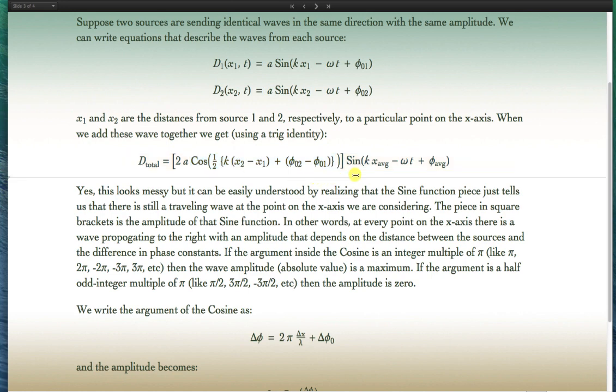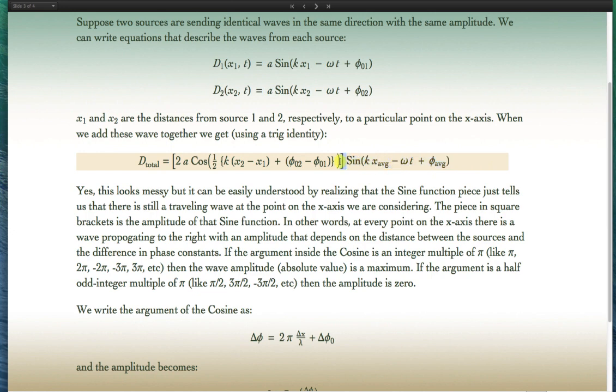So what the sine function piece tells you is it's a function that has some k times x minus omega times t plus some angle. That sine function is just part of a traveling wave. It's just that sinusoidal traveling wave, kx minus omega t. This tells you that you've got some traveling wave. You're adding two traveling waves together that are traveling to the right, and you get another traveling wave that travels to the right. kx minus omega t travels to the right.